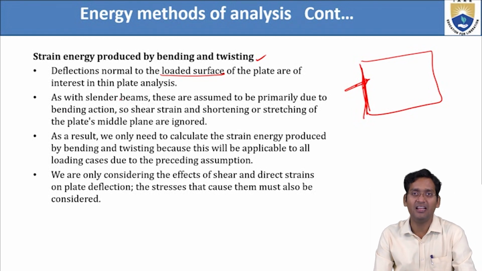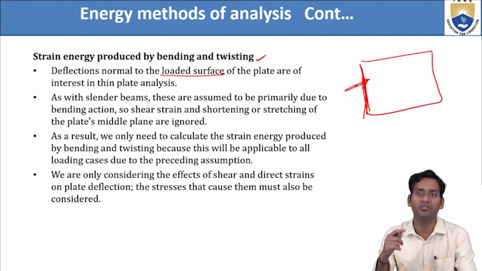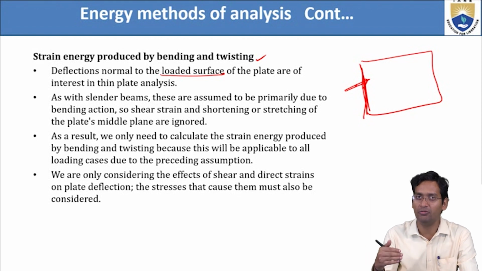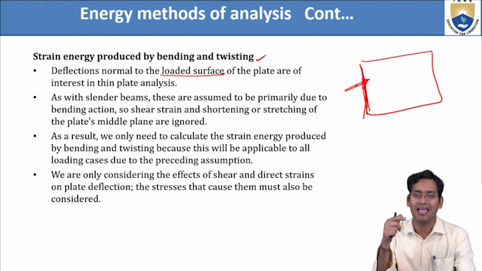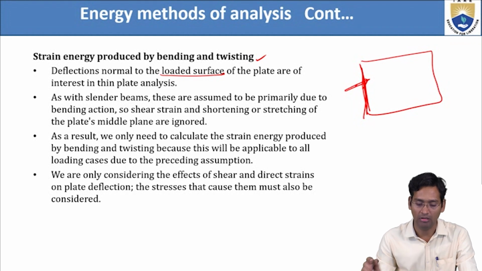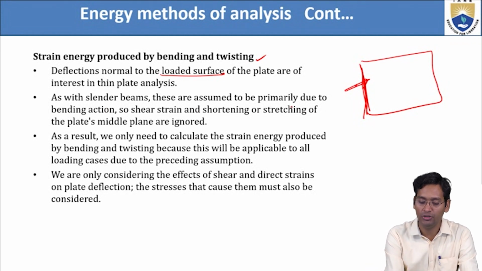A cylinder beam, what is it? For a cylinder beam, the radius to the length ratio should be very large, which is called the slenderness ratio. Whatever beam we consider has a small radius and is longer in length. So for these beams, the deflection is assumed to be primarily due to bending action. So shear strain and shortening or stretching of the plate's middle plane are ignored.